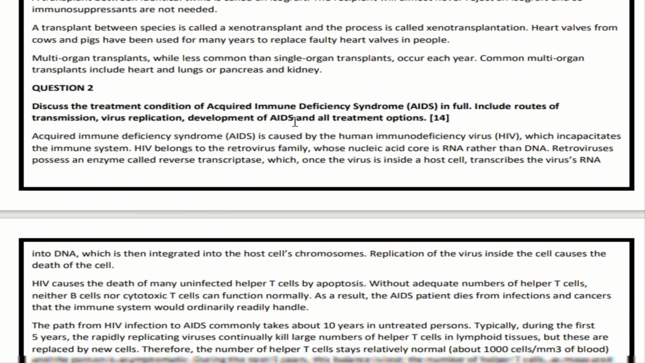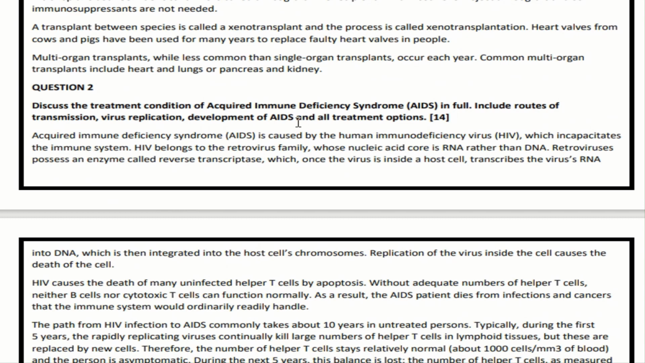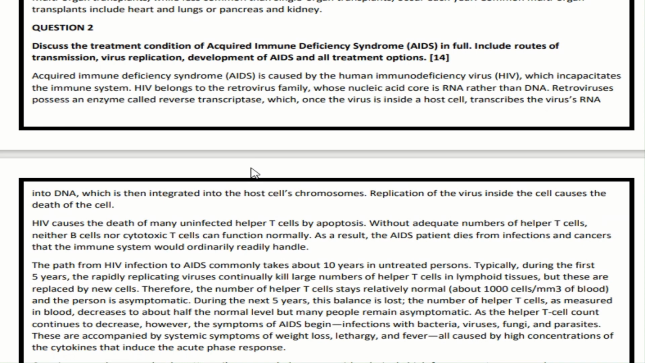Discuss the treatment condition of acquired immune deficiency syndrome, AIDS infant. Include route of transmission, virus replication, development of AIDS, and all the treatment options. AIDS is caused by the HIV virus, which incapacitates the immune system. HIV belongs to retrovirus family, whose nucleic acid core is RNA rather than the DNA. Retrovirus possesses an enzyme called reverse transcriptase, which once the virus is inside a host cell, transcribes the virus RNA into the DNA, which is then integrated into host cell's chromosome. Replication of virus inside the cell causes the death of the cell.